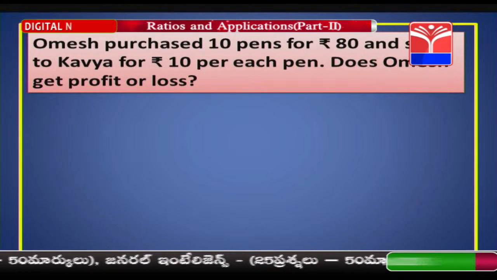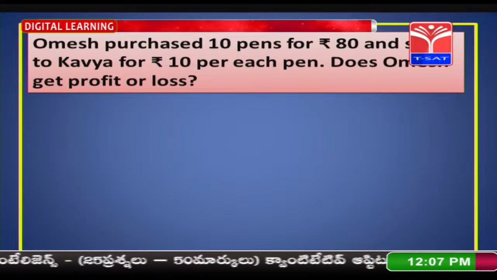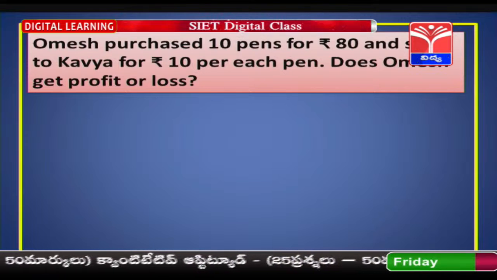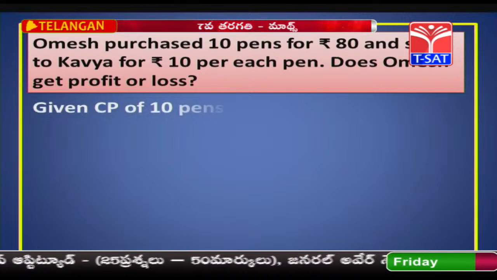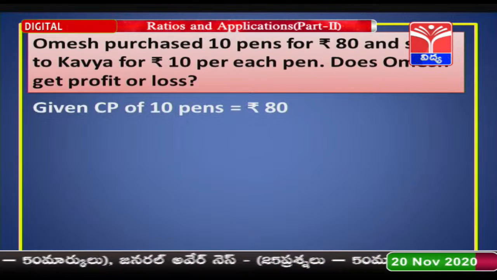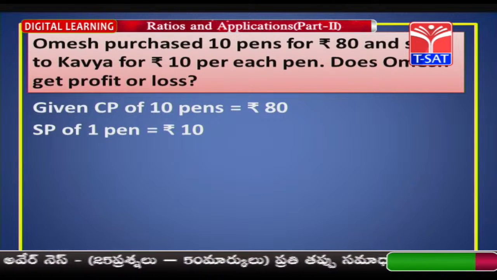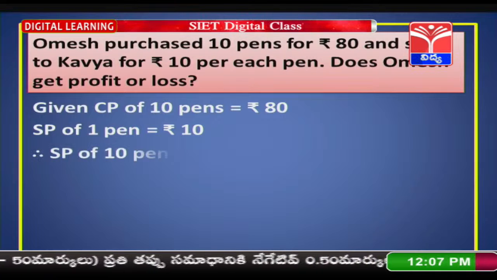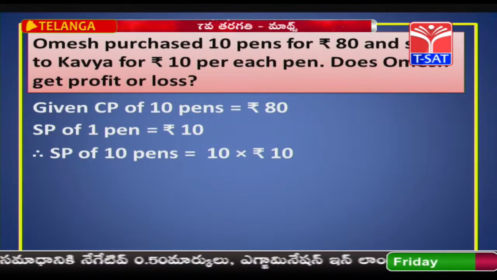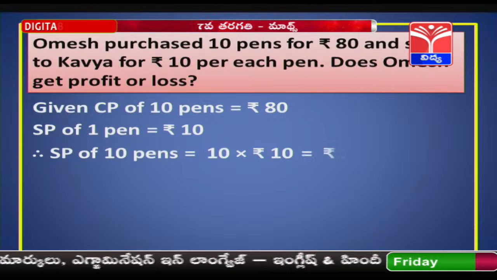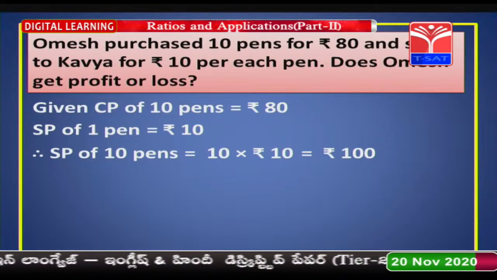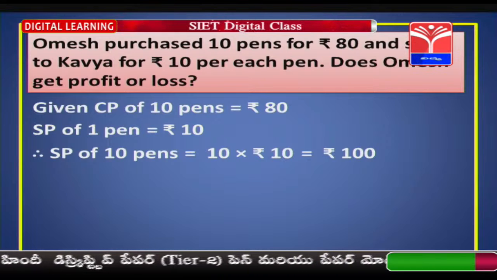Okay, children, we have learned some formulae related to cost price, selling price, profit and loss, etc. Now, let us solve the problem of Umesh now. So, Umesh purchased 10 pens for 80 rupees and sold it to Kavya for 10 rupees per each pen. Now, we have to find whether Umesh got profit or loss. So, what is CP of 10 pens? 80 rupees. And what is the SP of 1 pen? That is 10 rupees. Now, what will be the SP of 10 pens, children? Yes, 10 into 10 rupees which is 100 rupees. So, the selling price of 10 pens is 100 rupees.